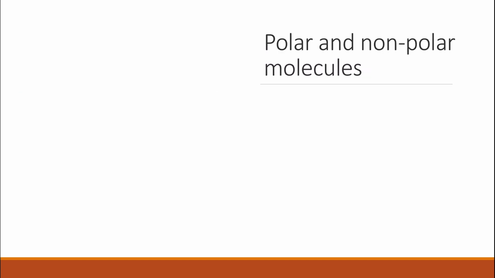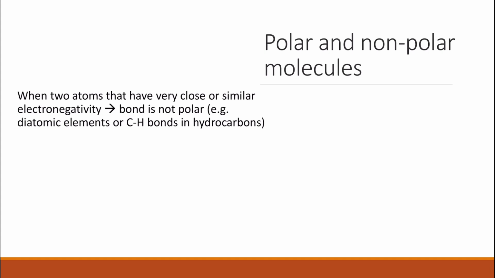Polar and non-polar molecules. We know that a permanent dipole will only be seen if there is a difference in electronegativity between the covalently bonded atoms. So normally, if a covalent bond is formed between two atoms that have the same or similar electronegativity, the bond will not be polar. We can see that in the case of diatomic elements like oxygen or hydrogen.